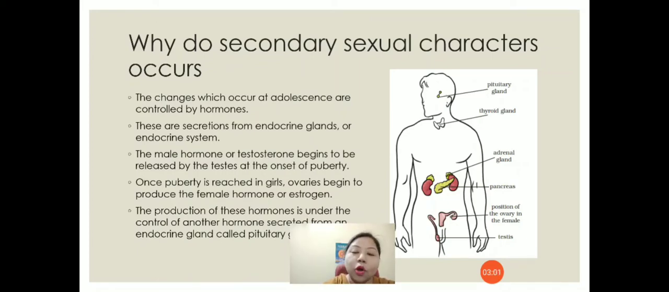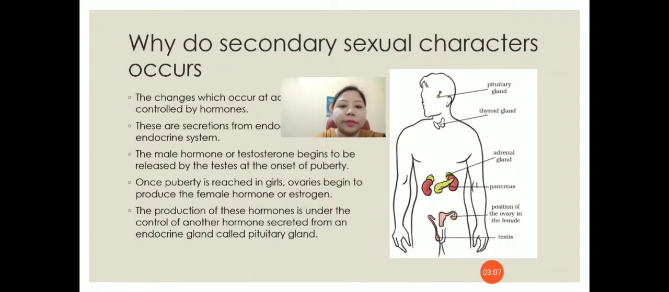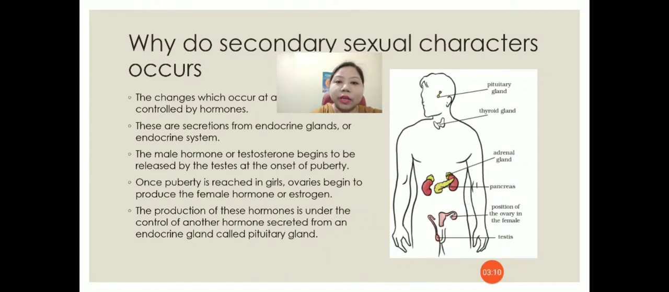The male hormone or testosterone begins to be released by the testes at the onset of puberty. Once puberty is reached in girls, ovaries begin to produce the female hormone or estrogen. So the production of these hormones is under the control of another hormone secreted from an endocrine gland called the pituitary gland. So why do secondary sexual characters occur? Because of the production of hormones. And the production of the hormones produced by testes and ovaries is again stimulated by another gland called the pituitary gland.